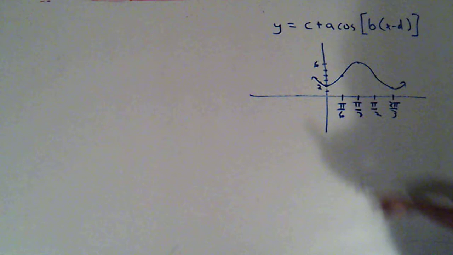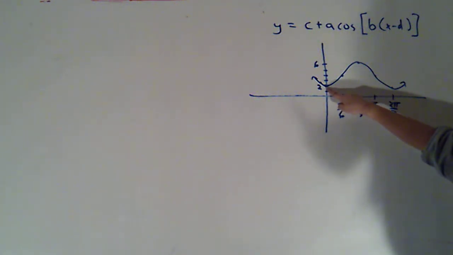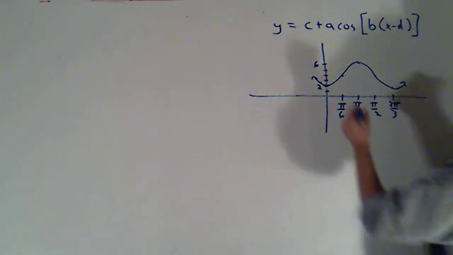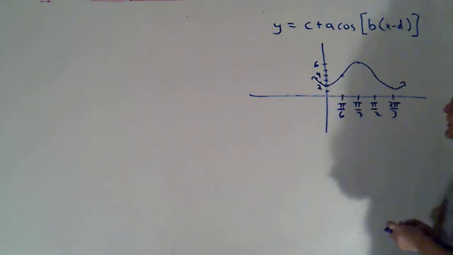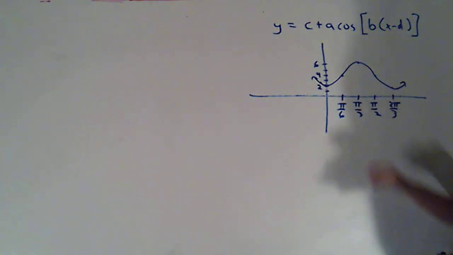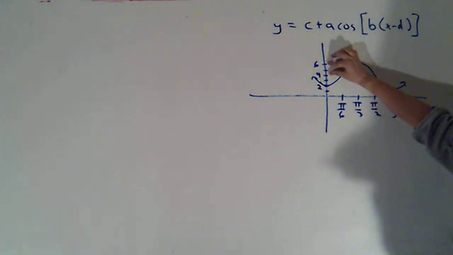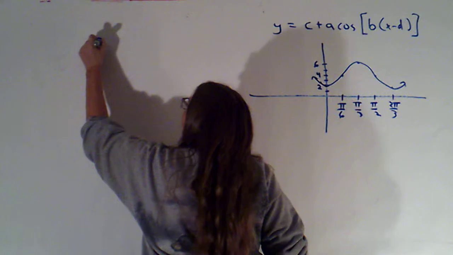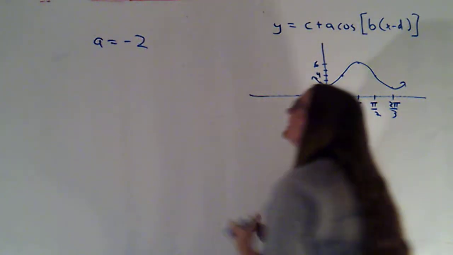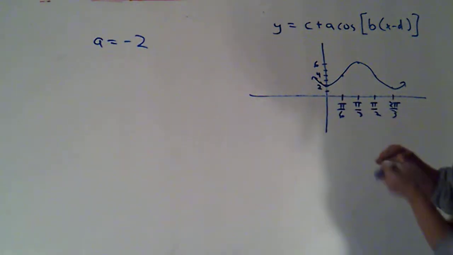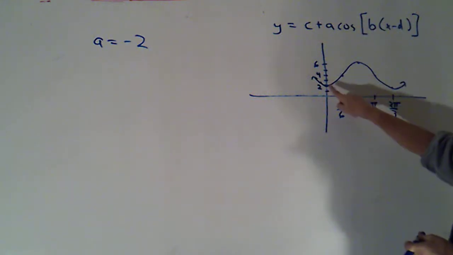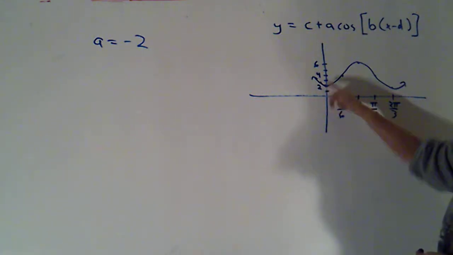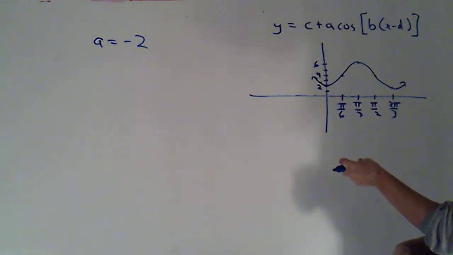Okay. So it looks like the low value is 2. The high value up here is 6. That would put the middle value at 4. Okay. So the amplitude is that vertical distance, which is 2. Want to be careful here, though, because a is going to be negative 2. Because I'm stretching by a factor of 2, but because we're starting at a low value rather than a high value, I'm also doing a vertical flip.